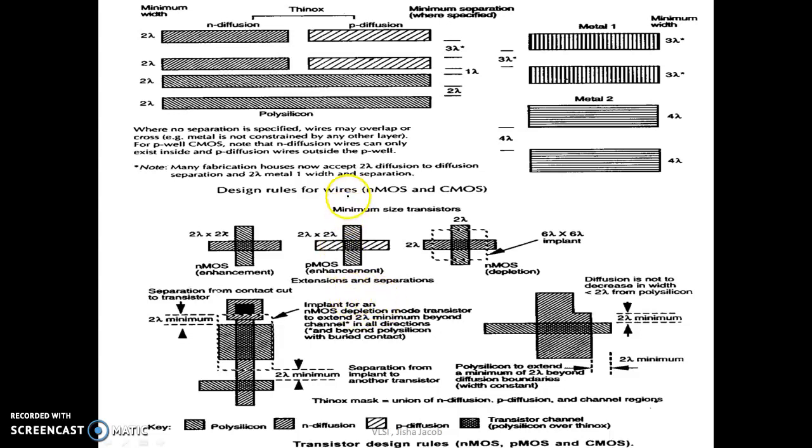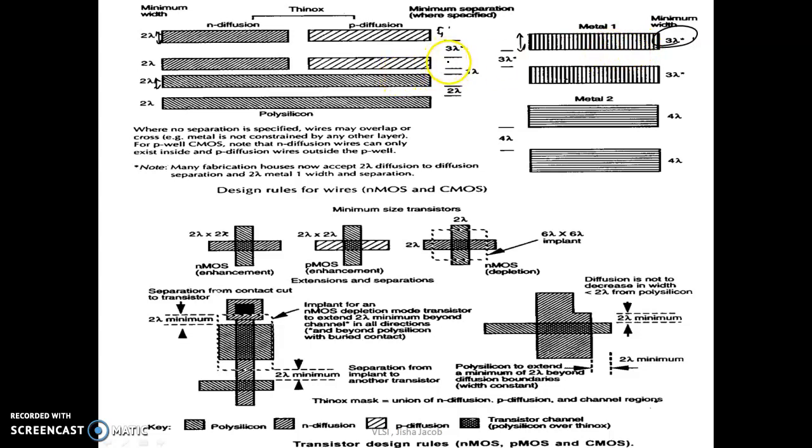What you see here is a very important page as far as layout rules are concerned, because we will be using all these in order to draw the NOT gate, etc. The minimum width of N diffusion is 2 lambda. Minimum width of P diffusion is also 2 lambda. Minimum width of polysilicon is also 2 lambda. It's pretty easy to remember, isn't it? The minimum width of metal is more than all these diffusion and polysilicon. It is 3 lambda.